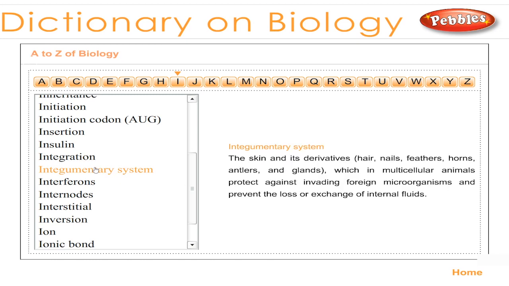Integumentary system, the skin and its derivatives, hair, nails, feathers, horns, antlers, and glands, which in multicellular animals protect against invading foreign microorganisms and prevent the loss or exchange of internal fluids.